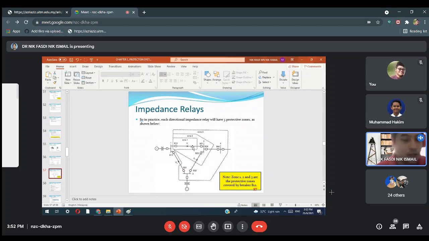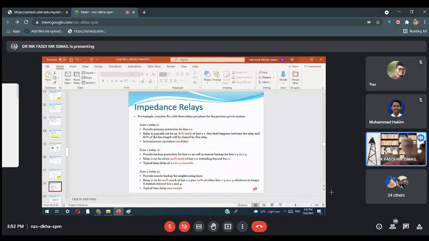So basically zone 1 is called primary protection. When a fault happens near P1, this will trip first. Alright. The relay is typically set for 80% reach of line 1, 2. Any fault between the relay and 80% of the line length will be cleared by this relay with instantaneous operation. It detects the fault and automatically clears it, no delay at all.